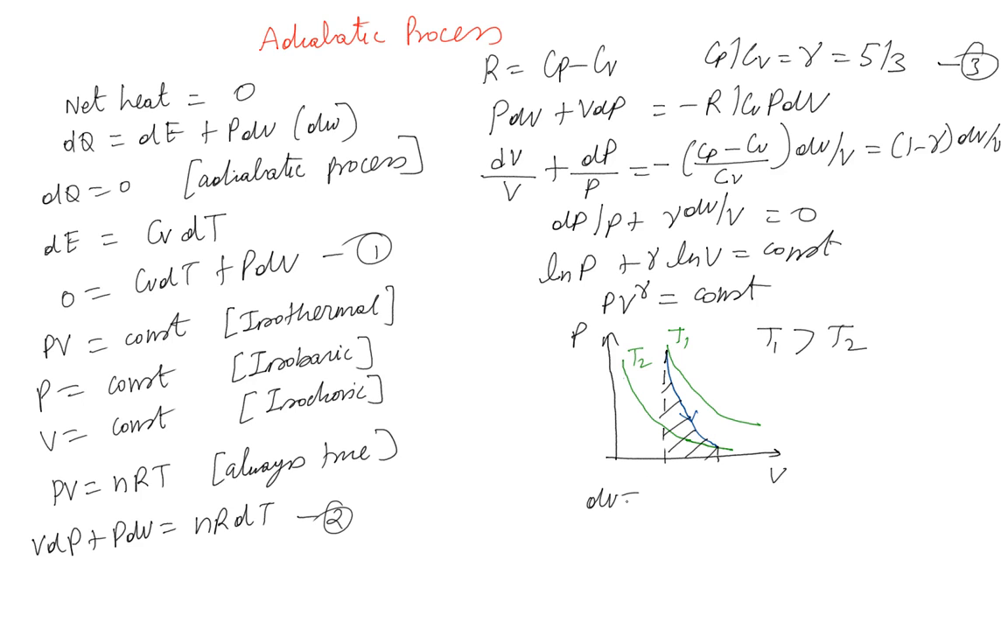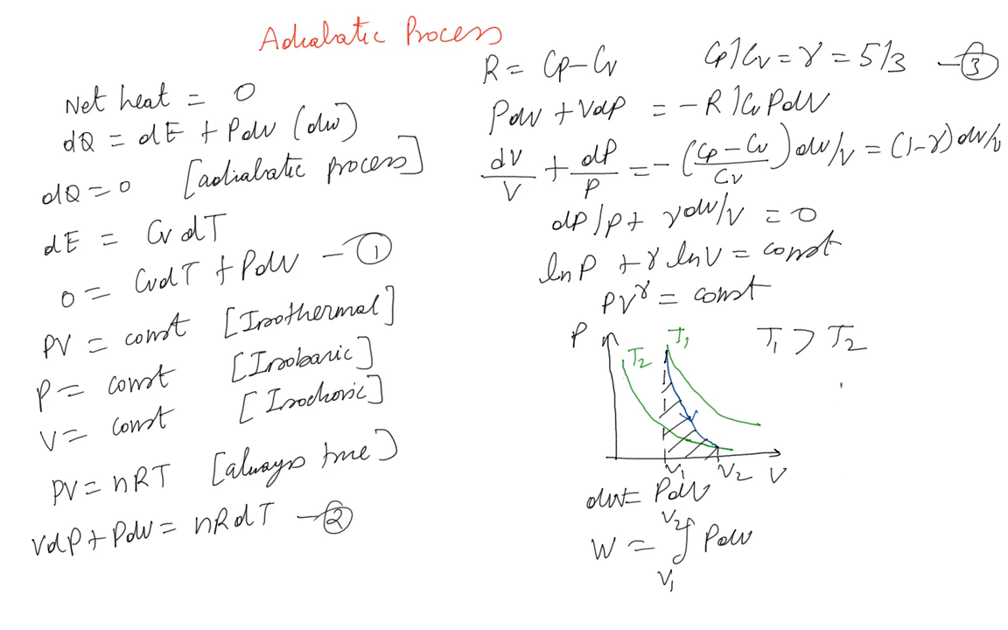We know that dW equals P dV. So we know W is going to be the integral of P dV from volume V1 to volume V2. This is volume V1 and this is volume, well actually this is volume V2 and this is volume V1. So, well, I should be the other way around. I'm sorry. This is V1, this is V2. Okay, this is the work done.